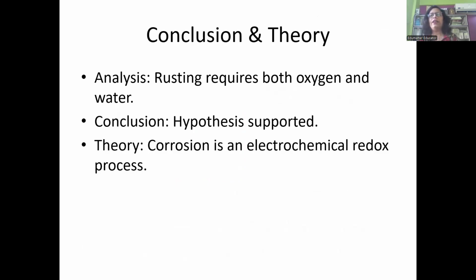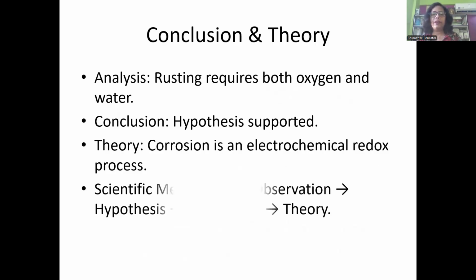You will find that once we go further in our course, we will learn the redox reactions, the type of reactions. Once we complete till that part, you will find that this rusting of iron or corrosion is an electrochemical redox process. That is the theory. It's not only for iron, it is true for any other corrosion event.